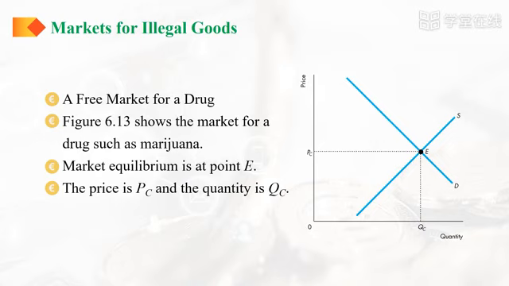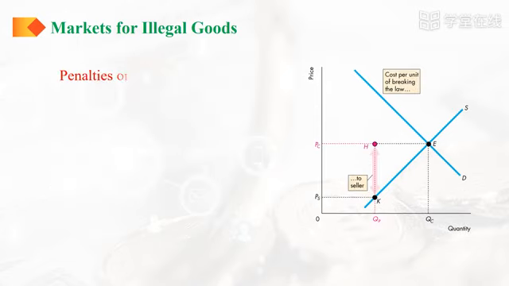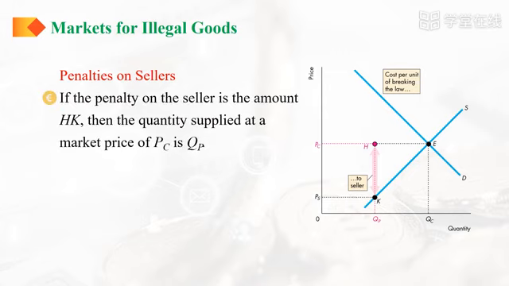Penalties might be imposed on sellers, buyers, or both. Now let's see penalties on sellers. Drug dealers in the US face large penalties if their activities are detected.